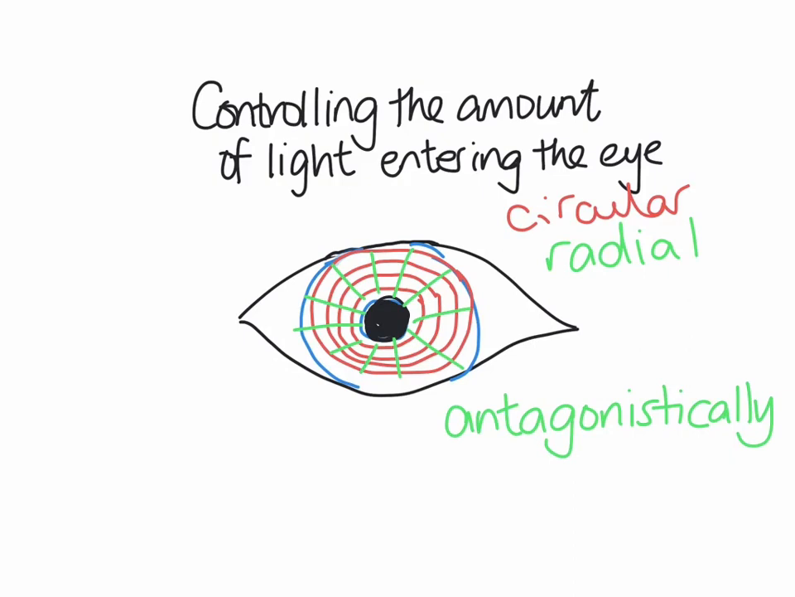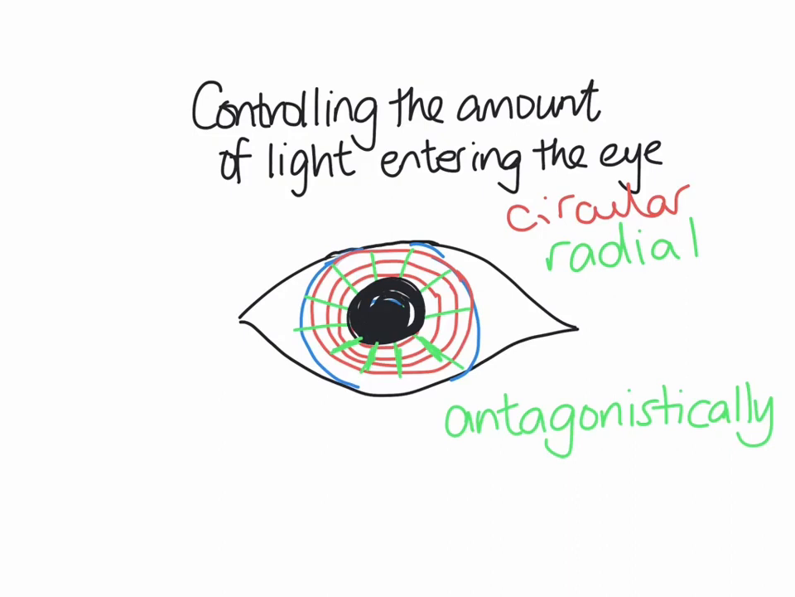So let's think about a low light intensity. If there's a low light intensity, the pupil needs to get bigger. We need to have a bigger entrance into the eye so we can get as much light in as possible, because it's in short supply. So to get a bigger pupil, what actually happens is the radial muscles will contract. Okay, so they contract, they become shorter and thicker, and that means the circular muscles relax.